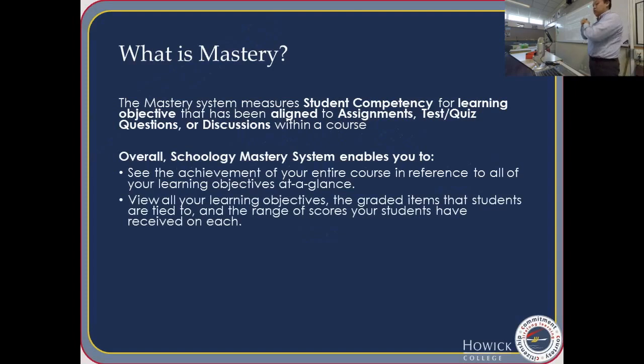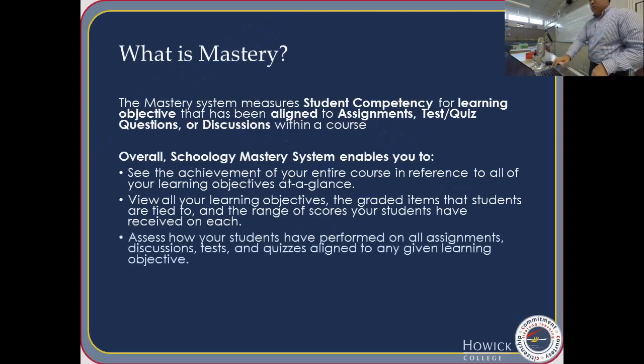You can also see the range of scores your students have received, so you can check their learning and grades and whether they successfully pass the learning objectives. We'll talk more about that in the Schoology system. You can also assess how your students have performed on all assignments, discussions, tests, and quizzes aligned to any given learning objective. As long as you align your learning objectives to assignments, discussions, tests, etc., you can see all of them in one go in the Mastery tab.